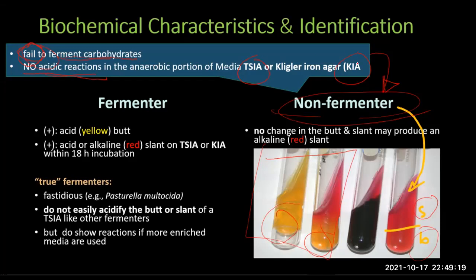And then in contrast, we have the fermenters. They are positive for the presence of yellow butts, so that's acidic, and also positive for an acid or alkaline slant, the slant.